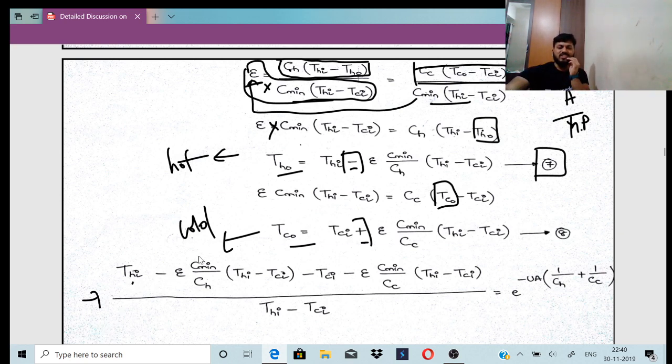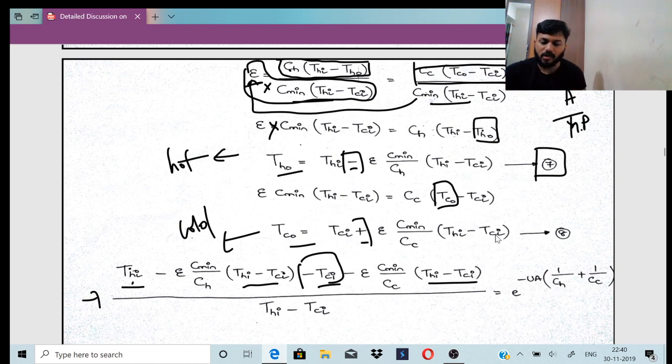THI minus epsilon C minimum by CH times (THI minus TCI), minus TCI, epsilon C minimum by CC times (THI minus TCI), divided by THI minus TCI, is equal to e power minus UA (1 by CH plus 1 by CC). And this one we got here. Now see here, which are the common terms? You can see THI, TCI and again TCI, THI, right? THI minus TCI is present here, and THI minus TCI is also present in the brackets. So let's take the common term out of it.